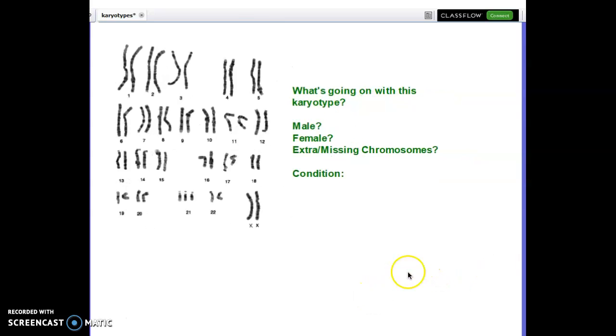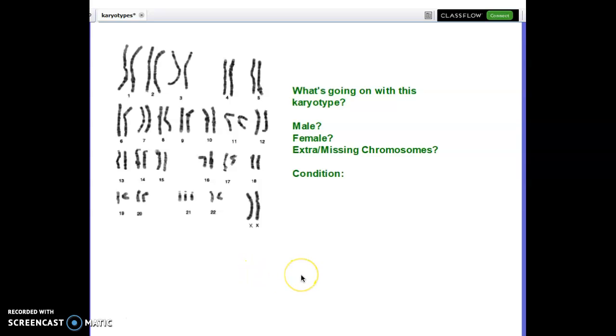Okay, so let's see if you can figure out this one here. Tell me about this. 2 X's means it's a girl. Good. And then I want to show you this one actually has something wrong here. Look at set 21. How many chromosomes are there? 3. This is called Trisomy 21. So this would actually be a female with Down syndrome.